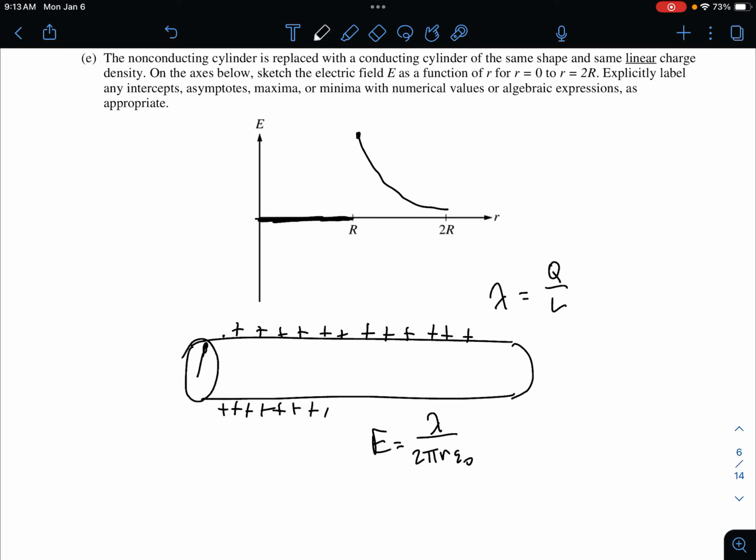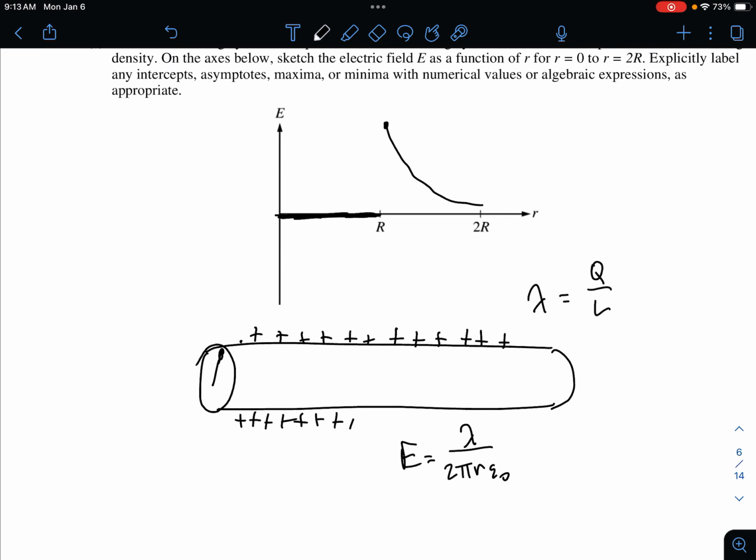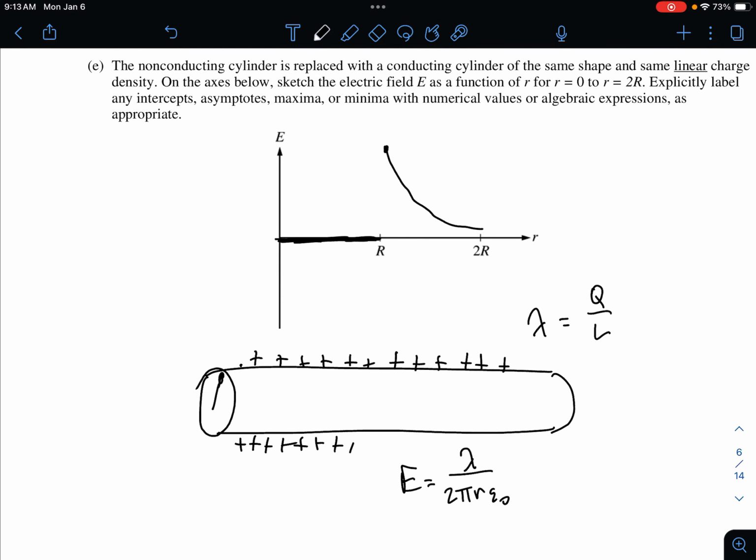I believe you only got 2 points from this. According to the scoring guideline, you got a point if you had the 0 to R and if you had this curve that's concave up and decreasing. But it also says explicitly label any intercepts, asymptotes, maximum or minima with numerical values.